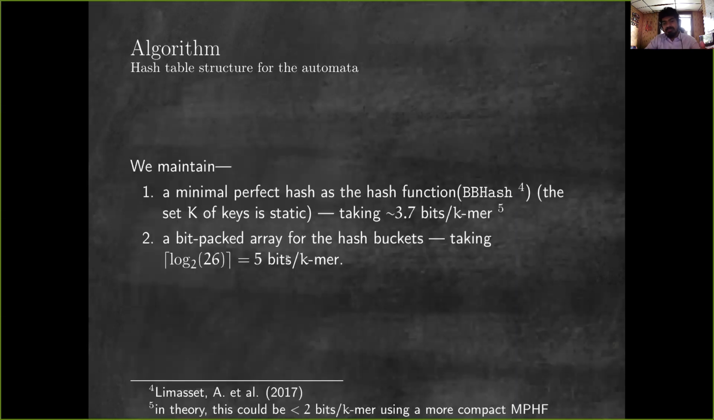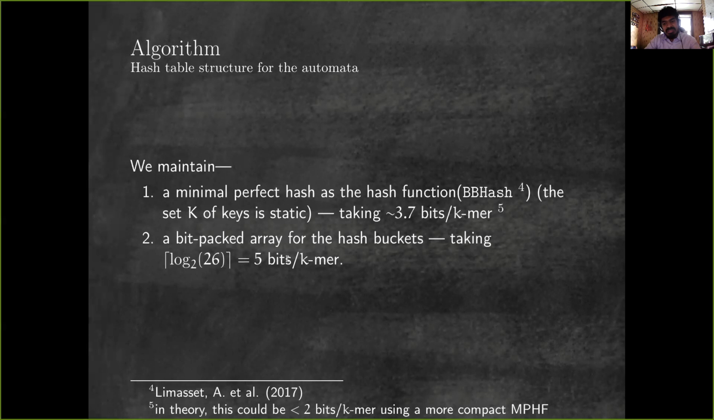So, since each vertex, that is each canonical k-mer, has a transitioning state associated with it, we need some sort of associative data structure for the canonical k-mers and their states. For such, we design a hash table. As the hash function, we use a minimum perfect hash, which works correctly here since the set of keys, that is, the set of canonical k-mers, is static.